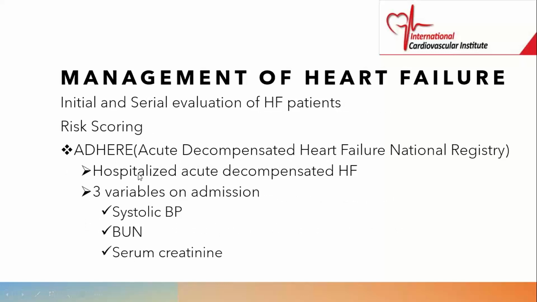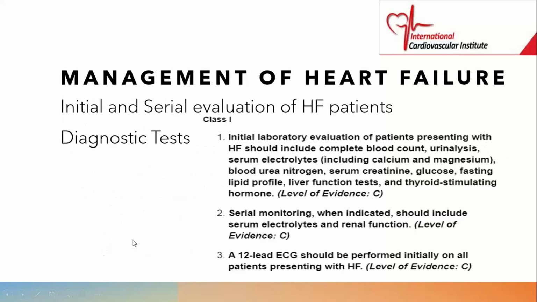Now the Harrier score is for hospitalized patients, and that's the acute decompensated heart failure national registry. And again, it's hospitalized acute decompensated heart failure patients. You need three variables: the systolic blood pressure, the BUN, and the creatinine. And again, you can go online and you get your risk score, the risk of the patient dying.